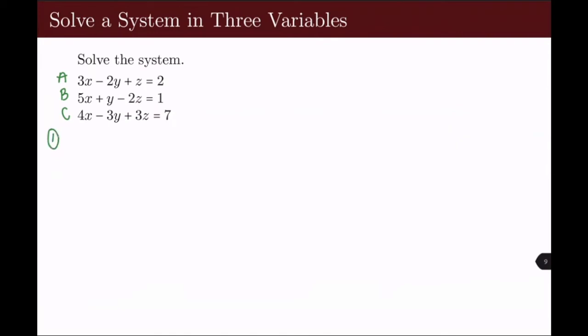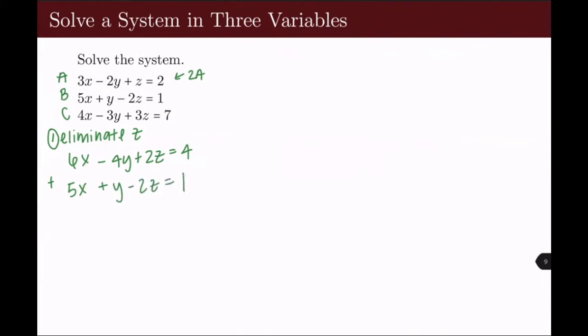So number 1, we're going to eliminate Z using the addition method. So I need to figure out how to eliminate Z. Well, if I multiply this equation by 2, so 2 times equation A, I would get 3 times 2, which is 6x, minus 2 times 2, so 4y, plus 2z equals 4. And then I can add equation B, 5x plus y minus 2z equals 1.